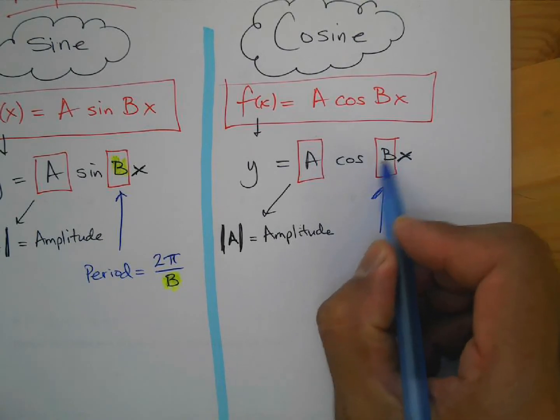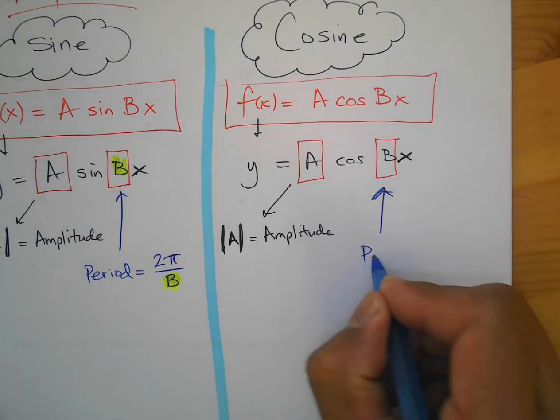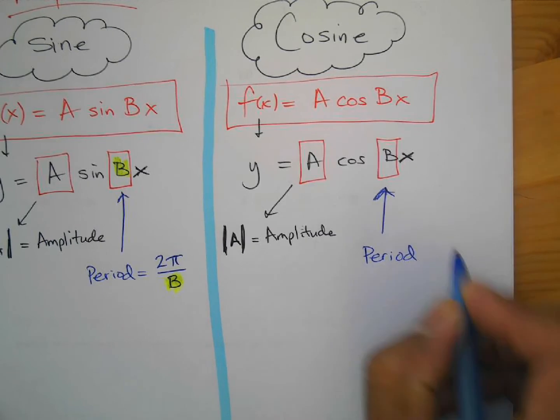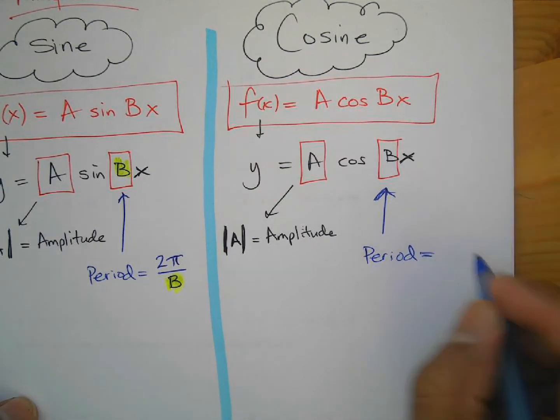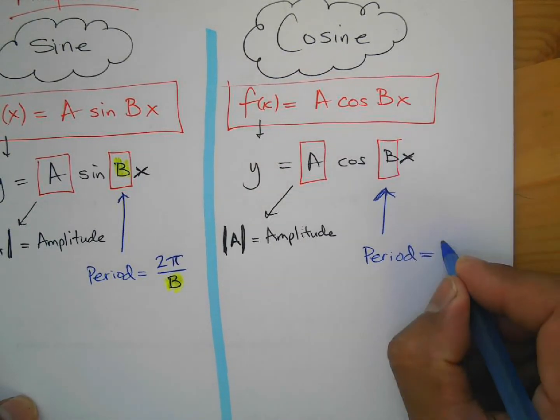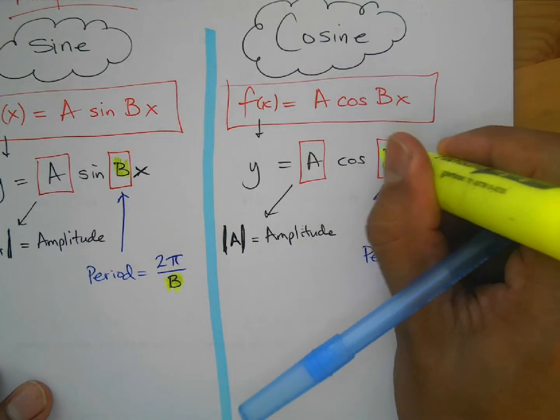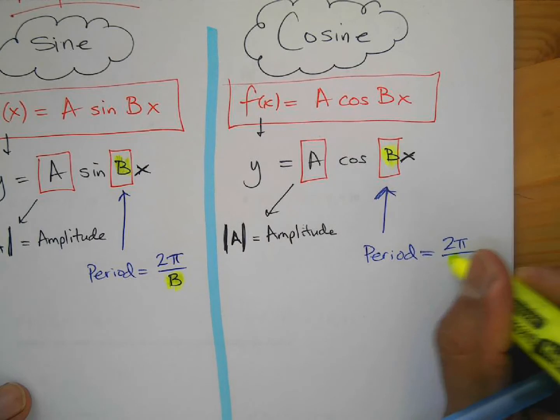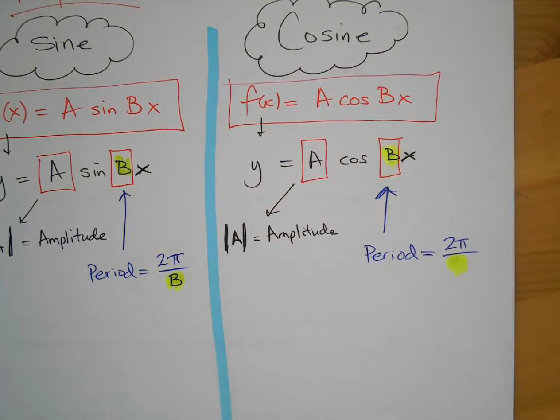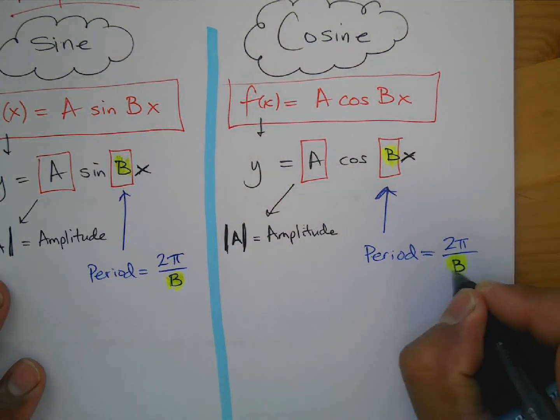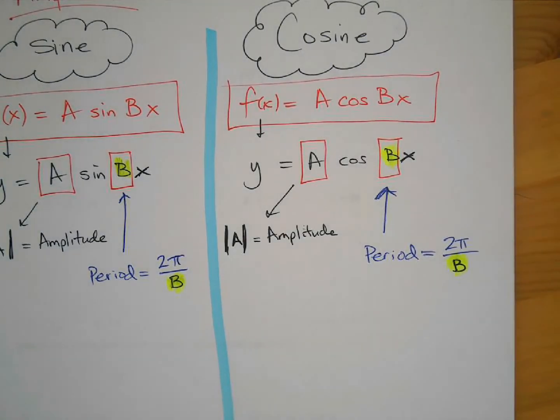This number is not going to be your period. Your period is, you have to do this same little formula. You got to get 2 pi and divide it by this number that's here. That's b, right? And that's how you find the period. Not too bad, huh?